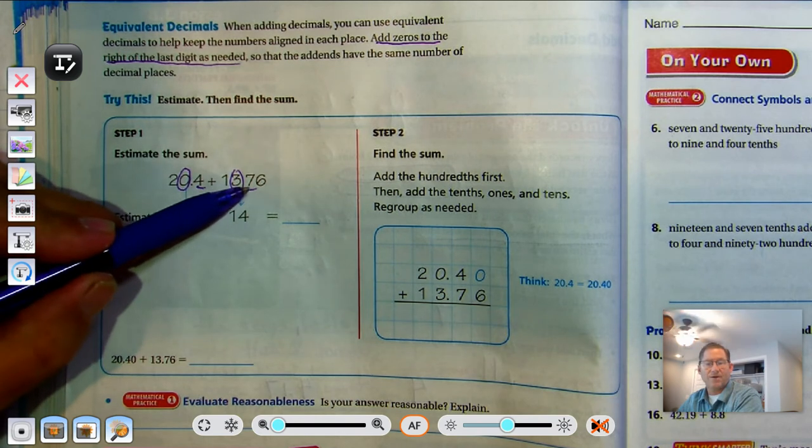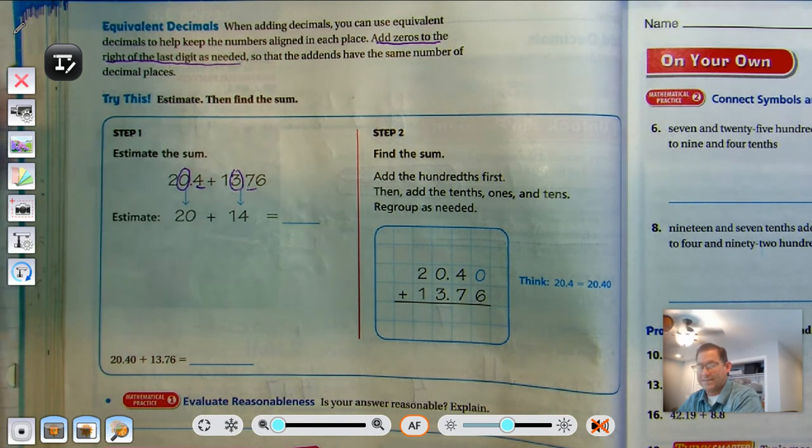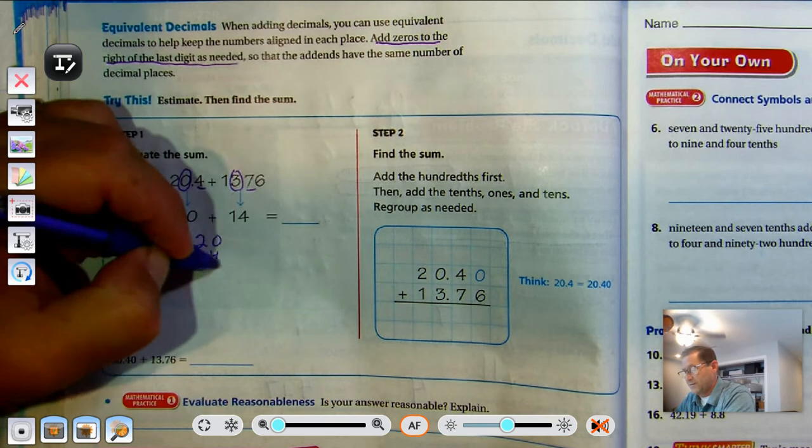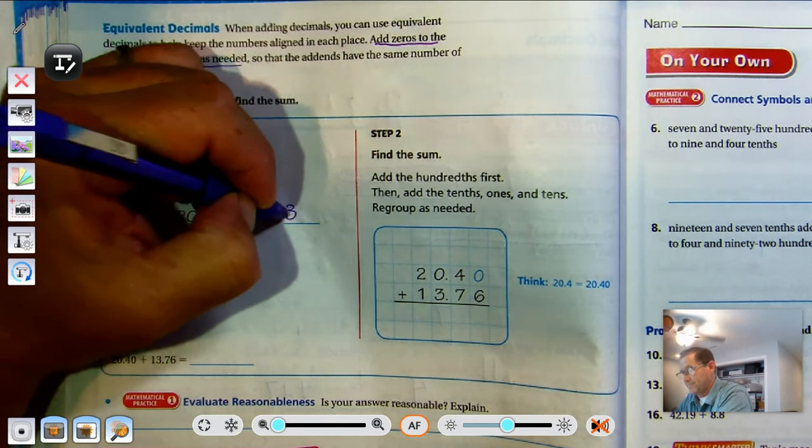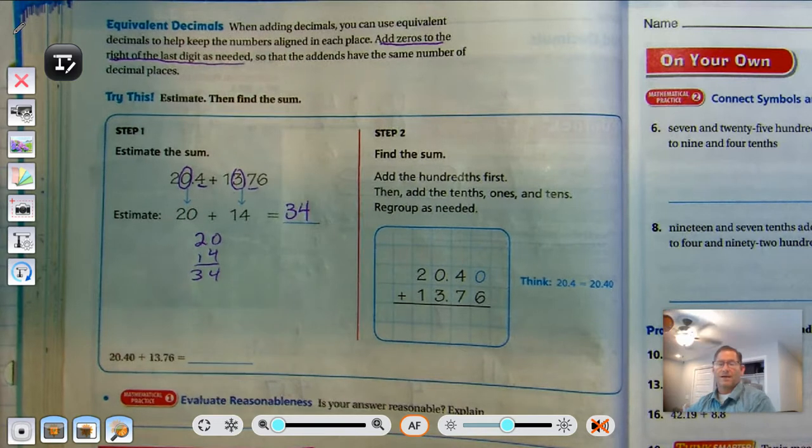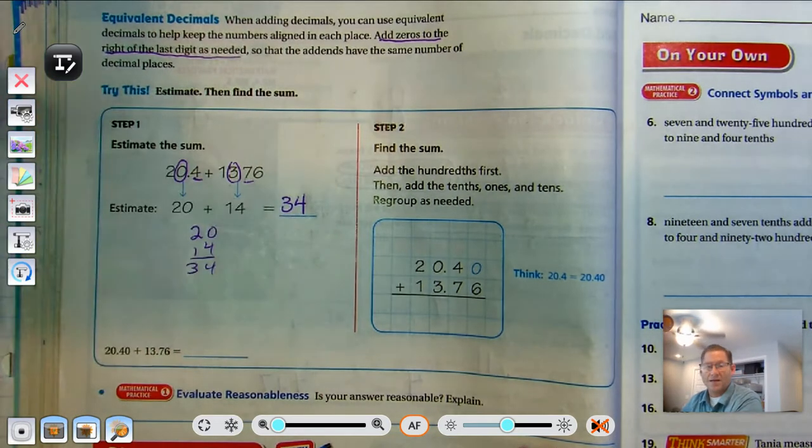13.76, the 7 is greater than 5, so we're going to round up to 14. 20 plus 14, 34. Okay, now find the actual sum.